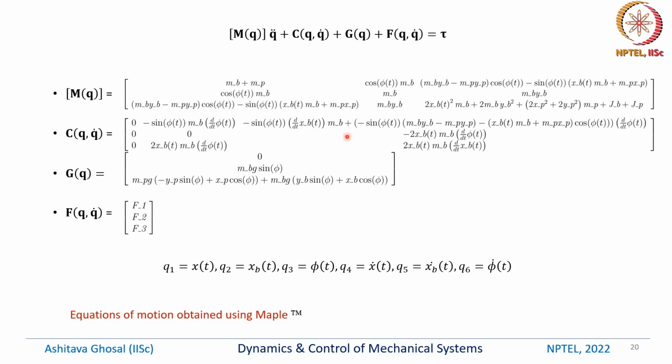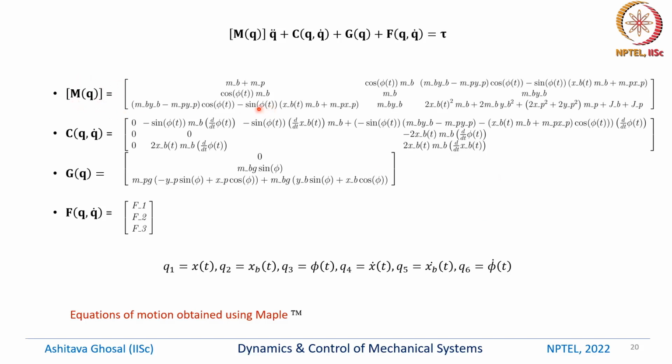So the equations of motion are given by M q double dot plus C plus G plus F. Okay, so this is the inertia term, this is the Coriolis centripetal term, this is the gravity term, and this is the friction term, and this is equal to the external torque.